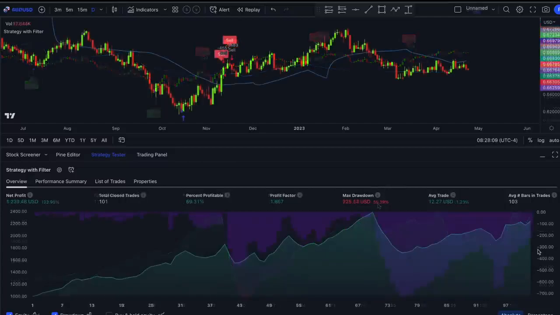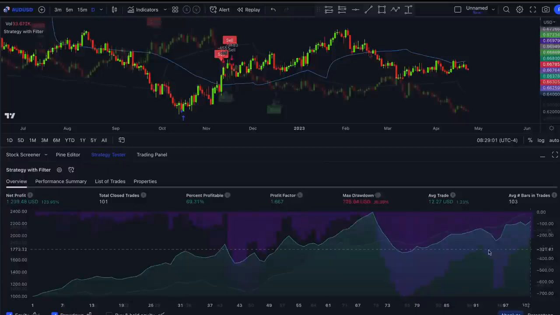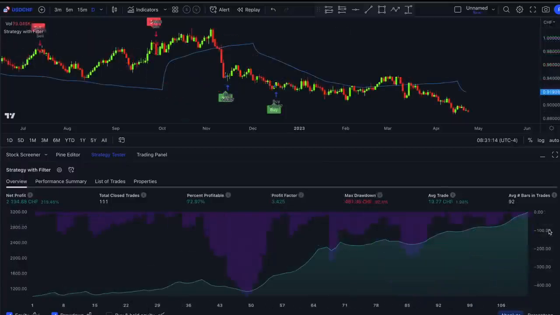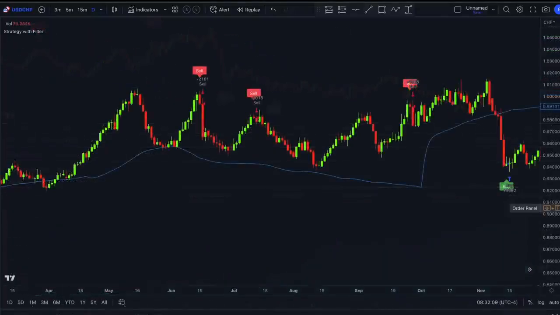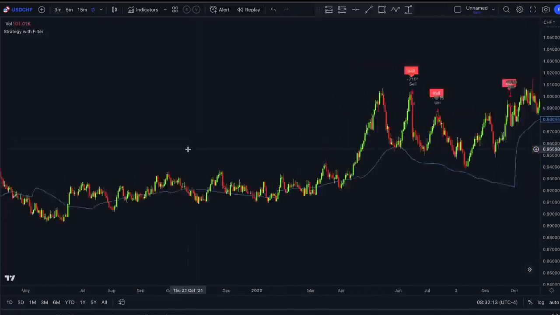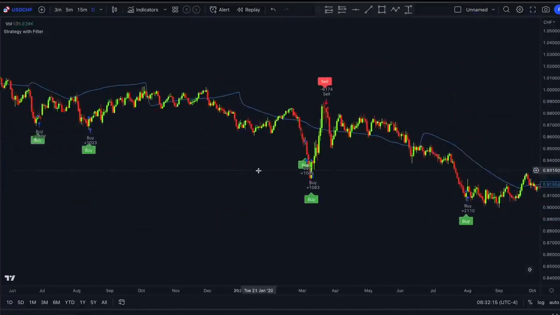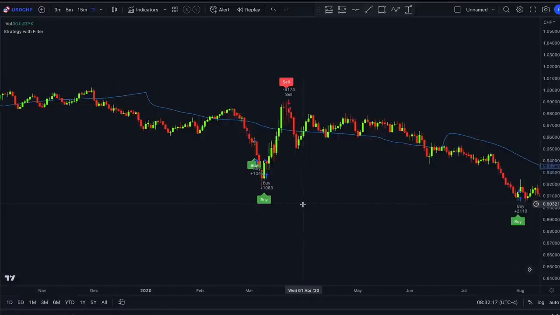The next pair we're going to test the strategy on is the Aussie US dollar. So the win ratio is nearly 70% and the net profit is also quite impressive. On dollar Swissy, the results are also very positive. You can see the entries are quite accurate, especially in a range market. Definitely give it a try and also let us know if you find any good settings.